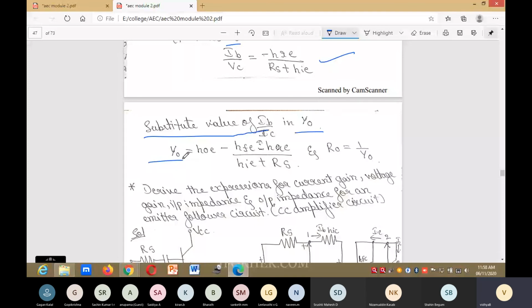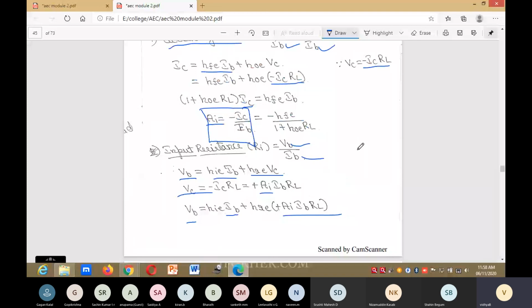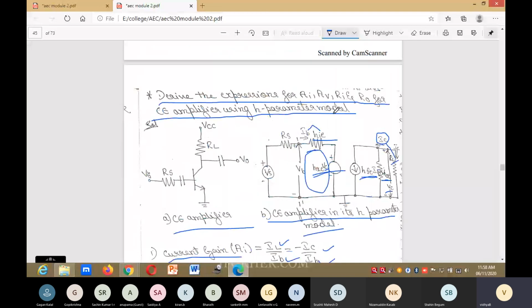But what we should find out is output impedance or output resistance. Ro is equal to 1 divided by Yo. This is the derivation for the CE amplifier using the hybrid parameter model.